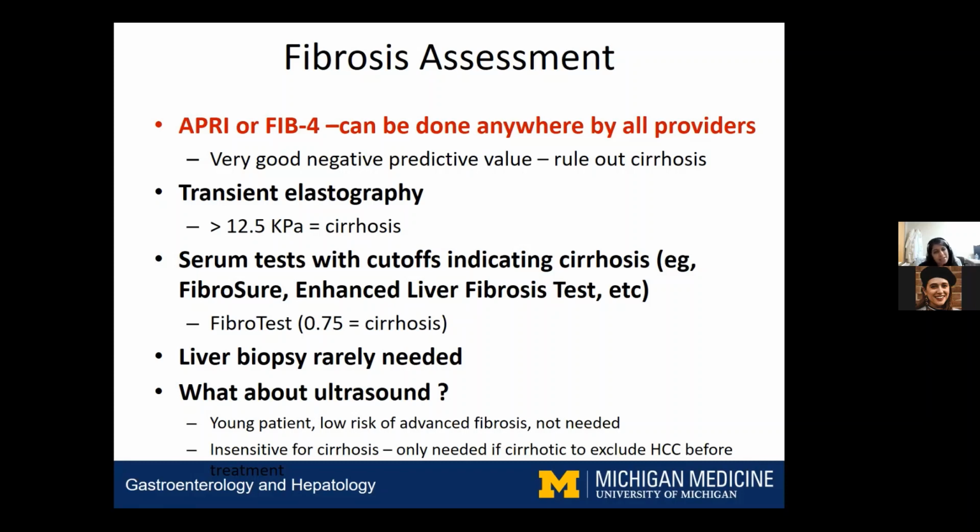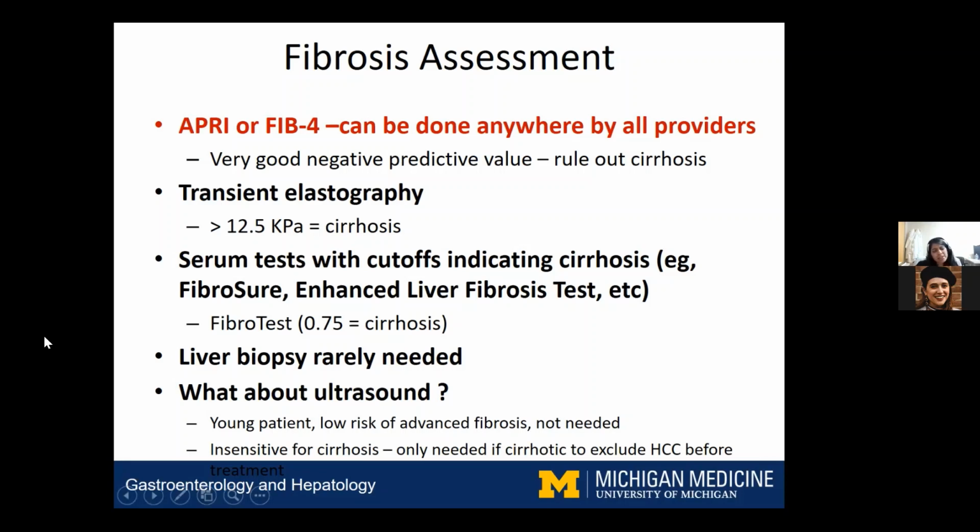Another commonly used test that you might have heard about or have access to is transient elastography, with a test that we call the FibroScan. There are cutoffs in the readings that indicate whether or not somebody has cirrhosis or an earlier stage of liver disease. And then there are a number of proprietary tests, serum blood tests with cutoffs that can be interpreted as having cirrhosis. Some of these you may have access to or have heard of include FibroSure and FibroTest.